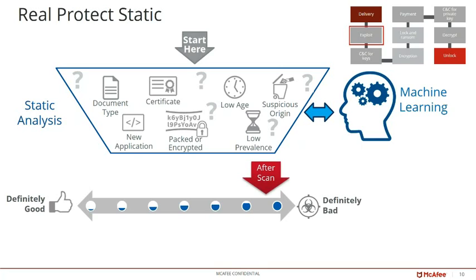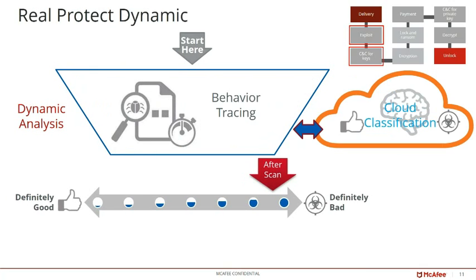So actually, we need to build this stuff up in layers. And that's really why we have a second implementation of machine learning. This one we call Real Protect Dynamic. What this does is it looks at the behavioral trace of a piece of code once it's executing. And if it starts to behave in a way that, again, statistically looks like malware, statistically fits our bad cluster, then again we can identify it as such and act accordingly.